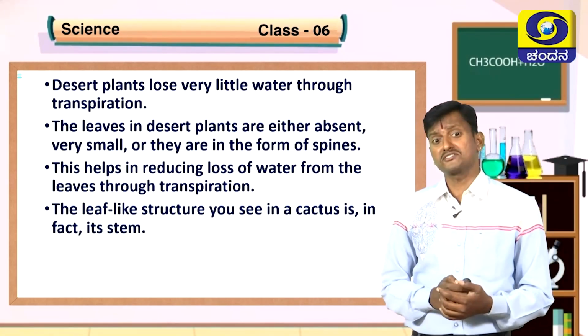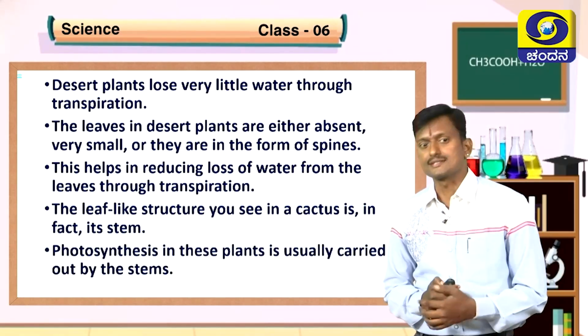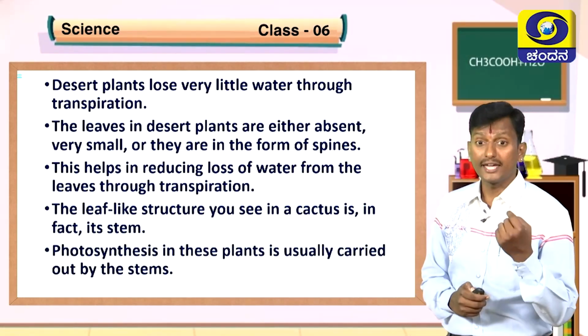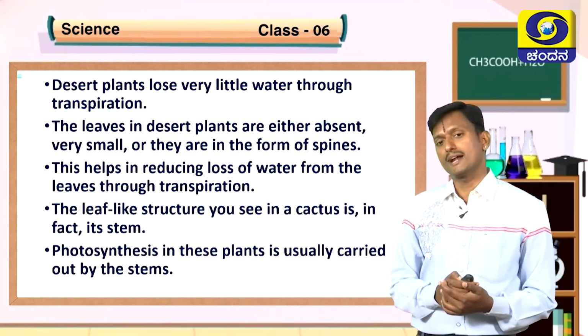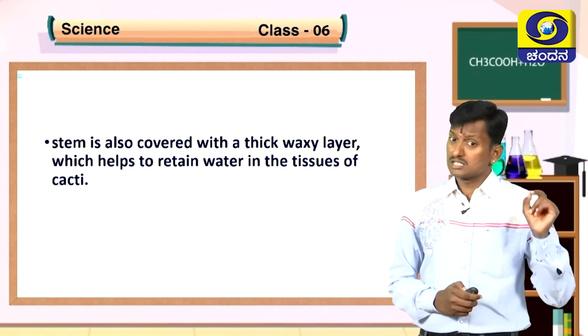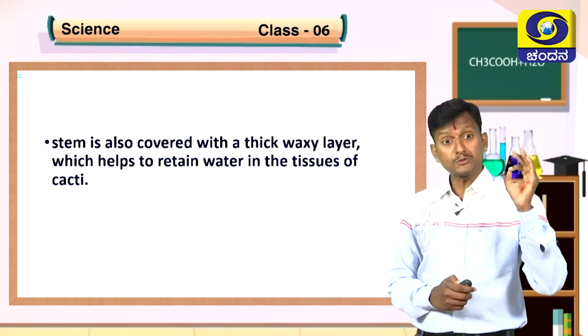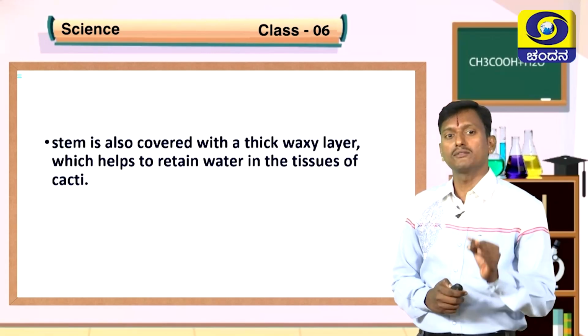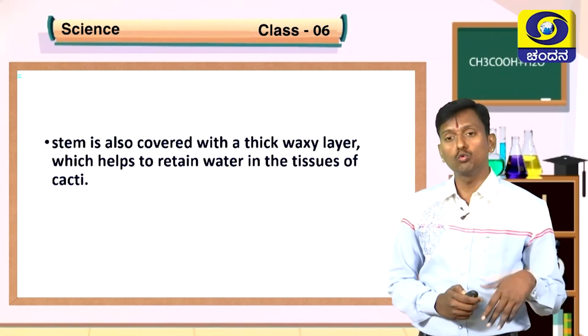The leaf-like structure you see in the cactus is in fact a stem. Photosynthesis in these plants is usually carried out by the stems only. So, these are the modifications of plants in desert conditions. The stem is also covered with a thick waxy layer which helps to retain water in the tissues of cacti. Wax does not allow the water to go outside.